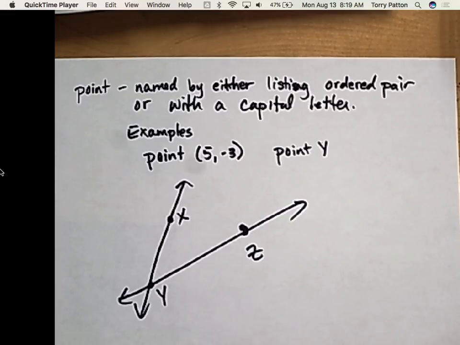No. It can't be XY. A point is one single point, right? So a point you name with one capital letter. Okay?